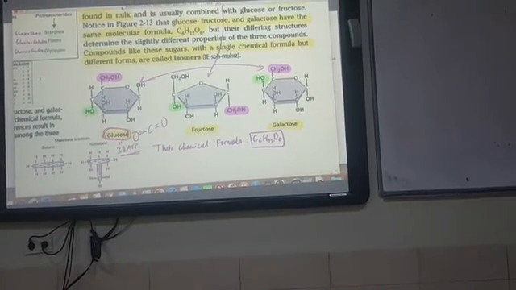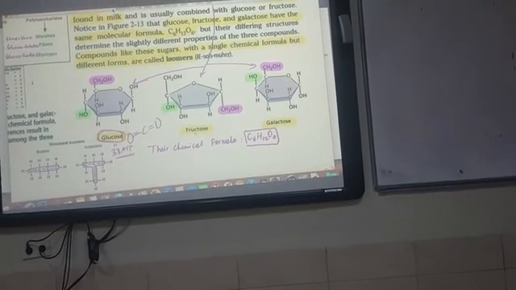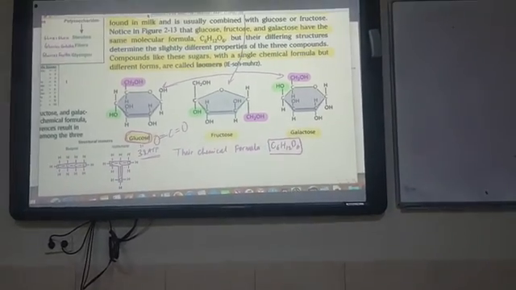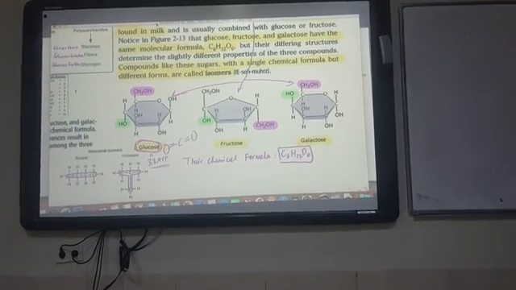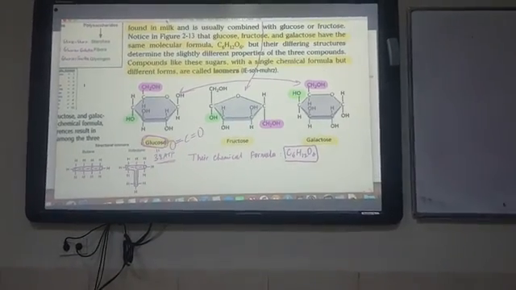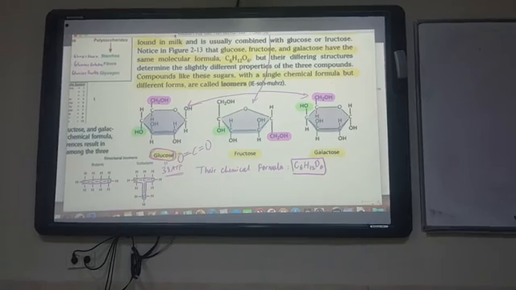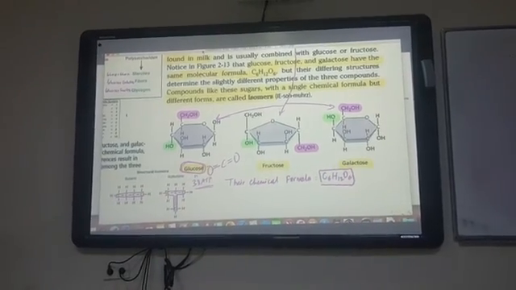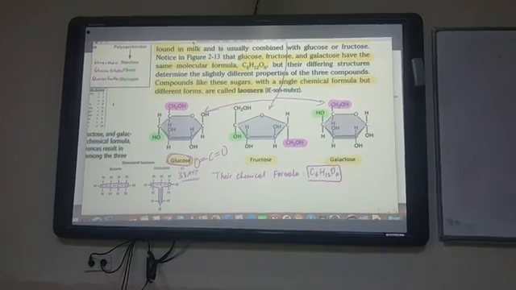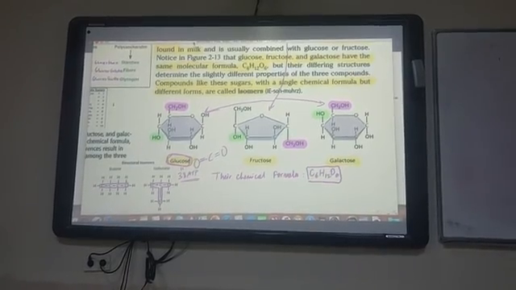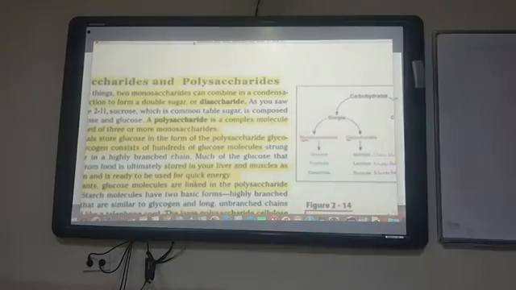The hydroxyl group is the same in glucose and fructose. What about galactose? It is opposite. And this molecule is the same in galactose and glucose. What about fructose? The definition of isomer: the same chemical formula but different forms. Glucose, fructose and galactose are isomers.